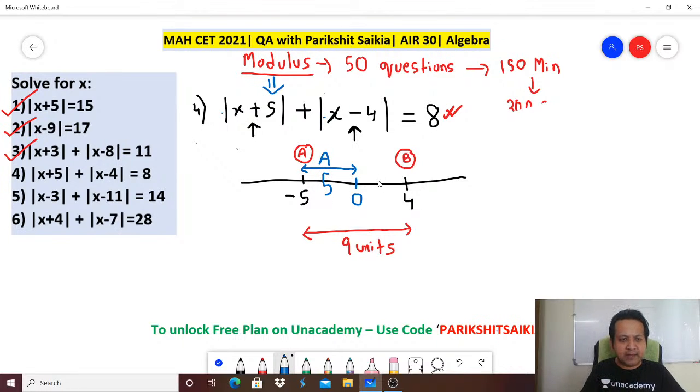Similarly, what about B? Think about B. If they have to meet at 0, B also has to come here. So how much distance does B have to come? Remember, B is at his house. To come to 0, he has to cover 4 units. So total, how much distance did they cover? Total distance covered by the 2 human beings is 5 plus 4, 9.